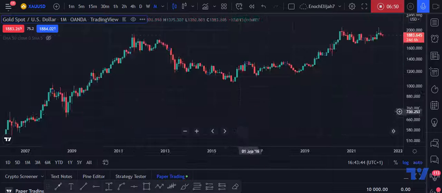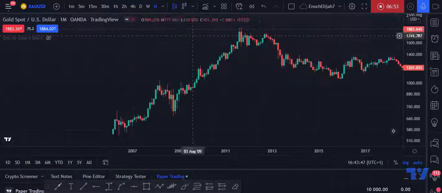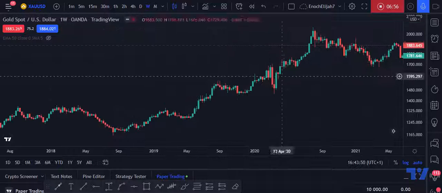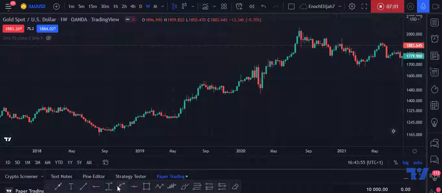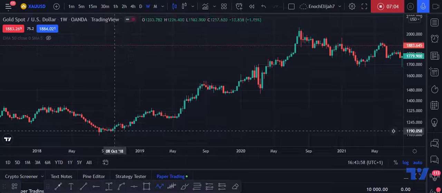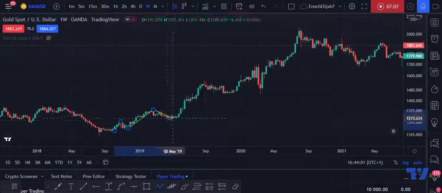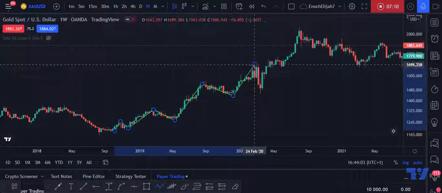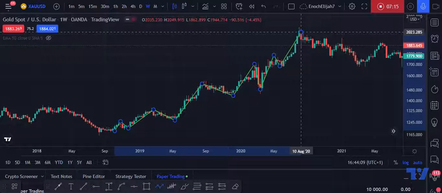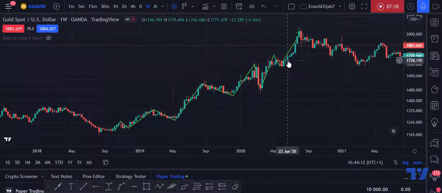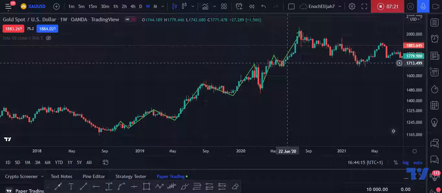So let me show you an example again on gold. Let me see if I can get an example for you. Yeah, this is an uptrend market on gold. Pullback, uptrend, pullback, up, pullback, up. So you can see the market doesn't just go up in a straight line. The market pulls back at some point. It gives a discount along the line.